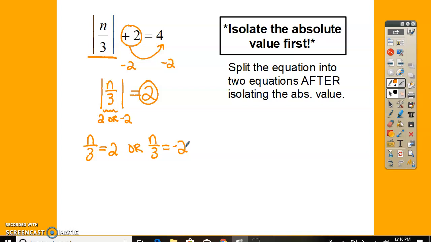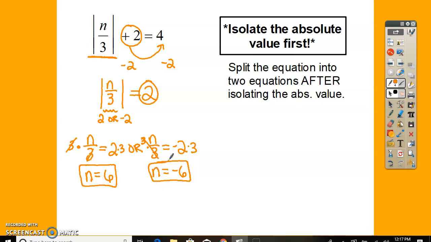Now again, just a one-step equation. N divided by 3, I'm going to multiply by 3 in order to cancel those out. So I get n equals 6 as one of my possible answers. Same thing in the other equation. I'm going to multiply both sides by 3. But now I'm multiplying it times a negative 2, so I get a negative 6 for my final answer.